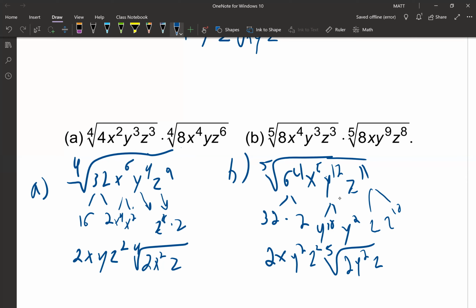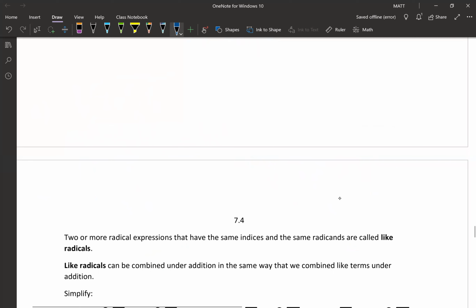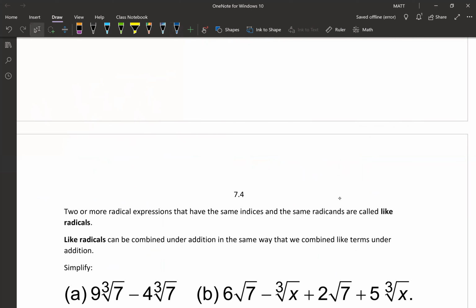All right, so we'll move on here. And we'll actually move on to 7.4. So 7.4, we're going to be doing very similar stuff to what we've done before, but we're just kind of building on top of it, right? So we're just dealing with radicals again.